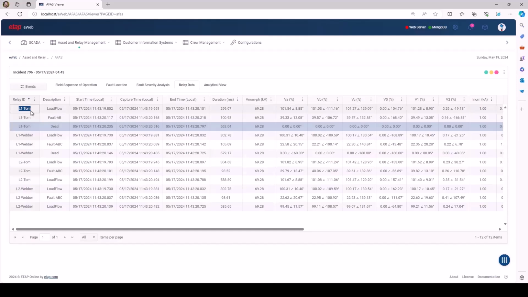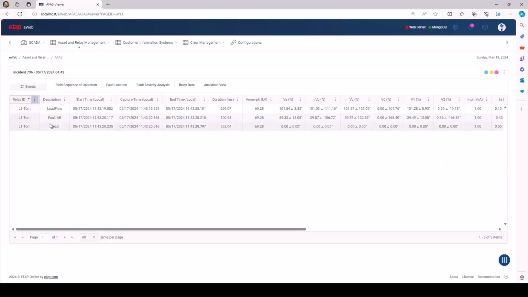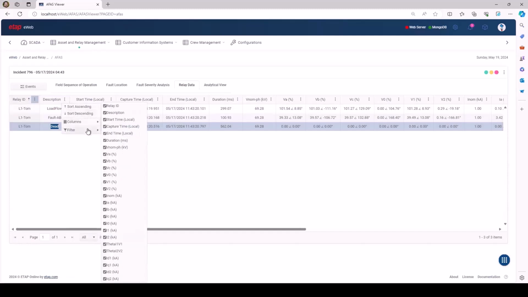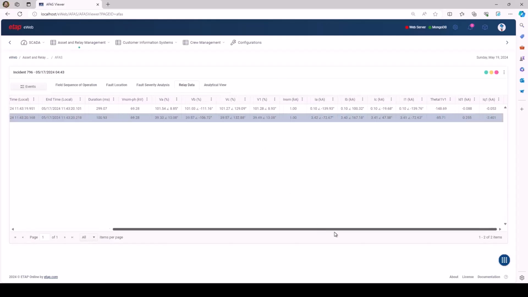Let me go ahead and filter the results for the L1 relay to only focus on this relay for now. Also, I'm going to exclude the dead segment to only focus on load flow and fault. So here you can see that during fault, the voltage dropped to 40%, which shows a 60% drop in the positive sequence voltage. Also here I can see that theta I1 V1, the angle difference between I1 and V1, is minus 85 degrees. So this is crucial information for analyzing the IBR response during fault.